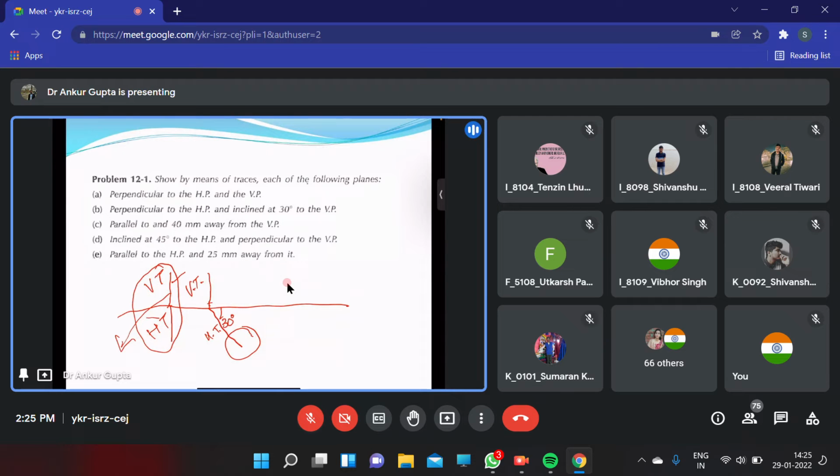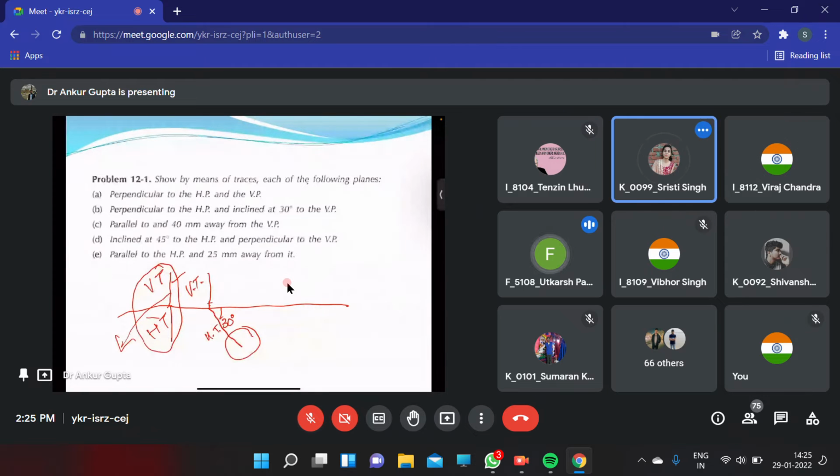Okay. Third case. Parallel to and 40 mm away from the VP. Means it is parallel to VP. One thing is sure. ठीक है? Parallel to VP means you will get traces where? Horizontal trace. On the horizontal plane. So in the horizontal plane. ठीक है?